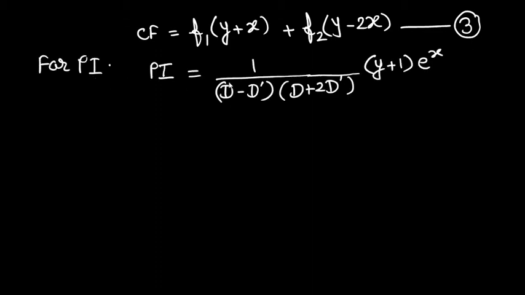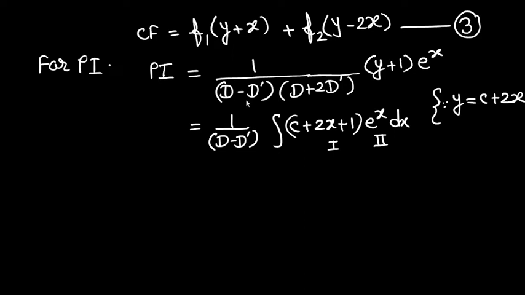Now for the particular integral, this is 1 upon function of D, D dash into the given function. Now here we resolve into partial fractions, or we apply this case number 6 two times. Now here 1 upon DD dash we write down as it is. Now first we simplify this term 1 upon D plus 2D dash only. For this we substitute y equal to c plus 2x, that means D equal to c and D dash equal to x. Therefore y equal to c plus 2x, substitute here.